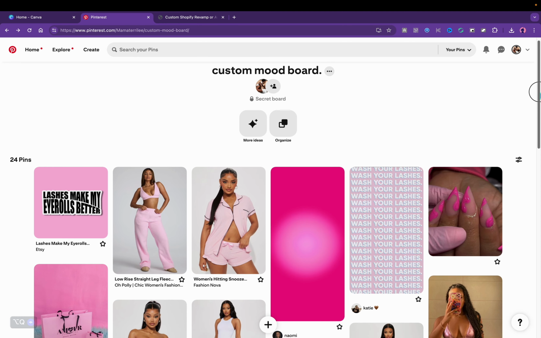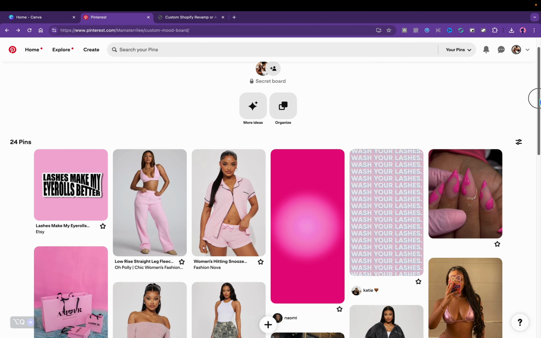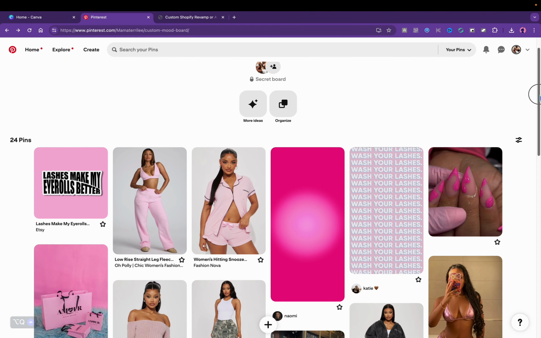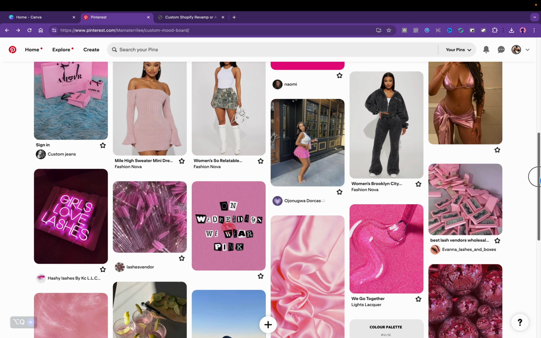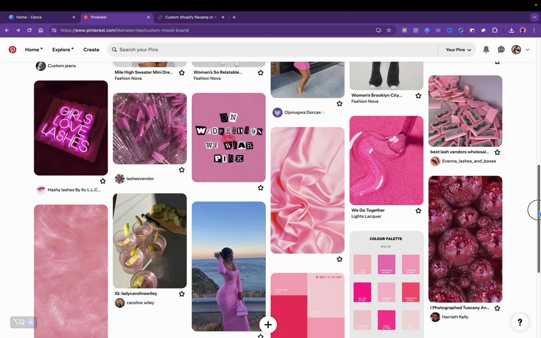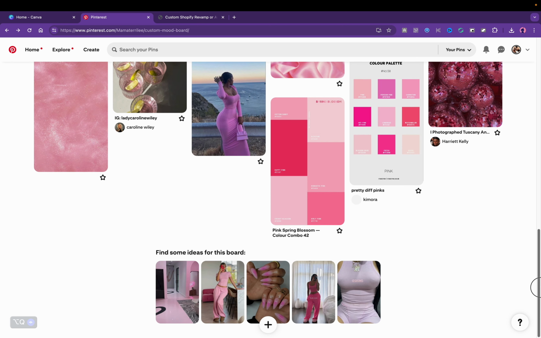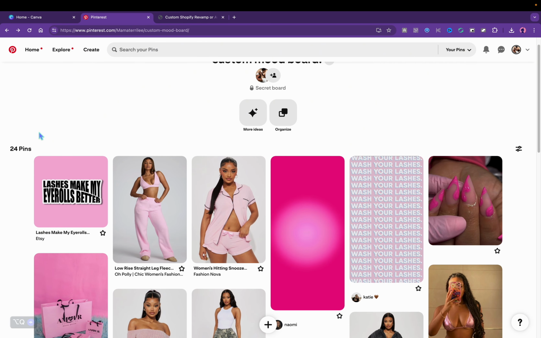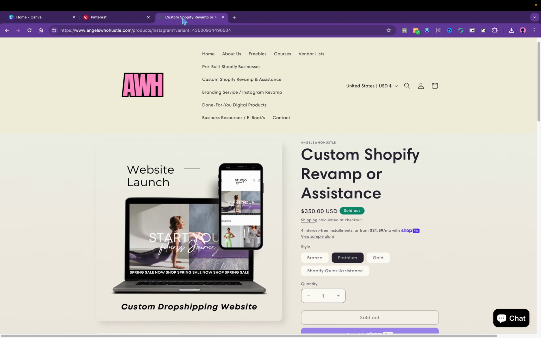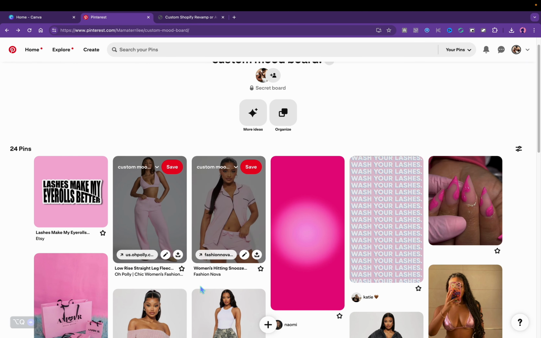As far as branding, this is Pinterest. This is the mood board I created for her. She said the theme, what she wants, is like a baddie pink store, something like Fashion Nova. So this is just a couple of things I do have. So I'm going to start downloading some images.